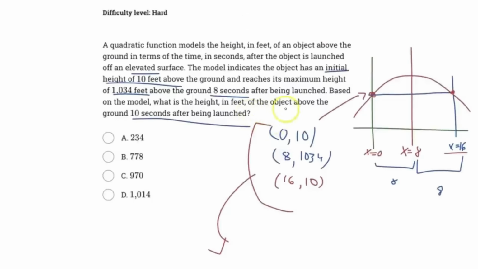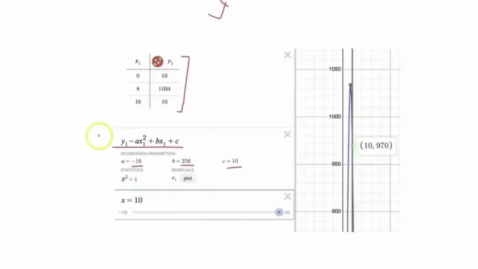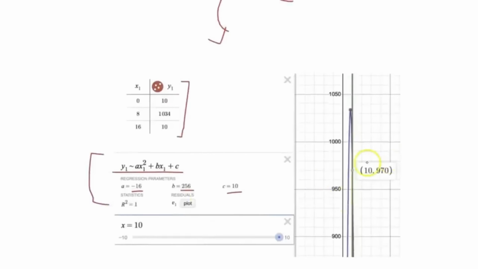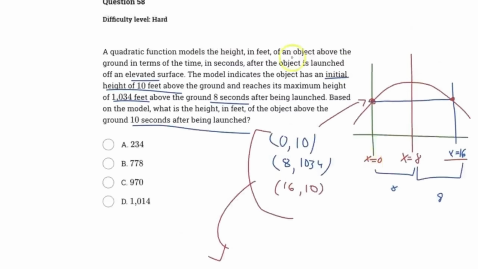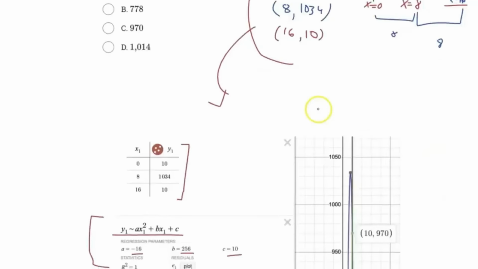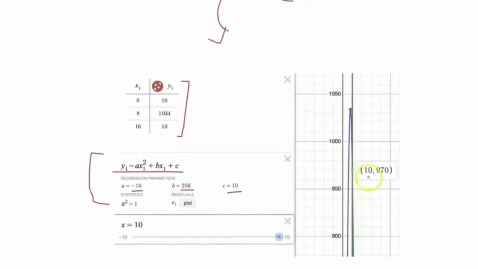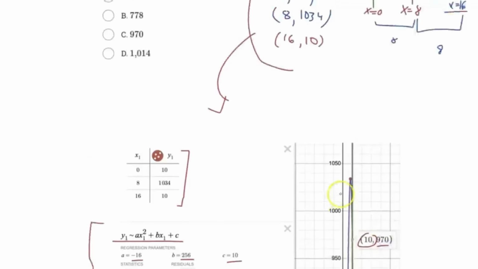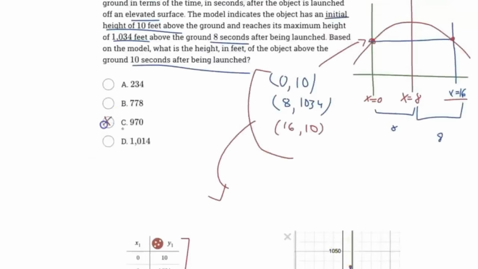But the question is asking, what is the height in feet of the object above the ground 10 seconds after being launched? So since we already have the function that represents the problem, all we have to find is the height of the object 10 seconds after being launched, when x equals 10, right? So we just put in x equals 10 here, found the intersection, we see that when x equals 10, the y value equals 970, therefore our answer is choice C.